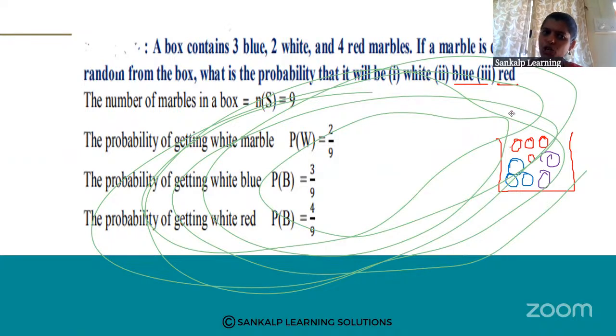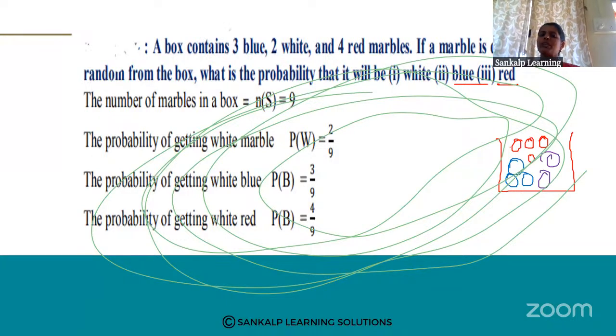If a marble is drawn at random from the box, what is the probability that it will be white, blue and red? So what do you mean by random from the box? Now there is a box, and in the box we have balls, marbles. Taking those marbles randomly means what? Without any intention. We have no intention of taking red, or blue, or white. Without any intention, I am taking one marble from the box. That we call as randomly, or we say drawn at random from the box.